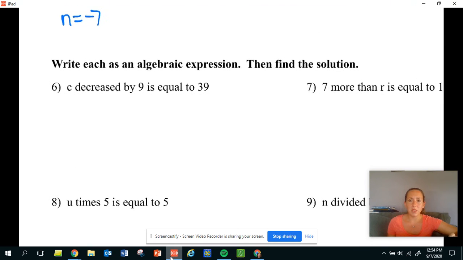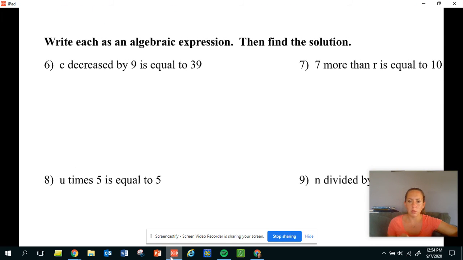With these, it's important to be able to translate between words and equations and what everything actually means. So we have to look at what this sentence is, and I'm going to write an equation, and I'm also going to figure out what number the C is going to represent. So it's saying that C decreased by 9. So that means that I'm starting with C and I'm taking away 9. And it's saying that that's equal to 39.